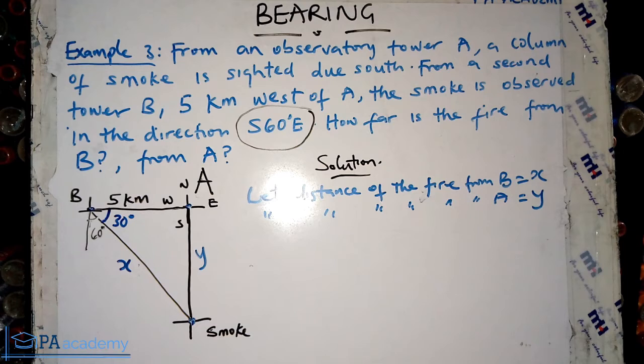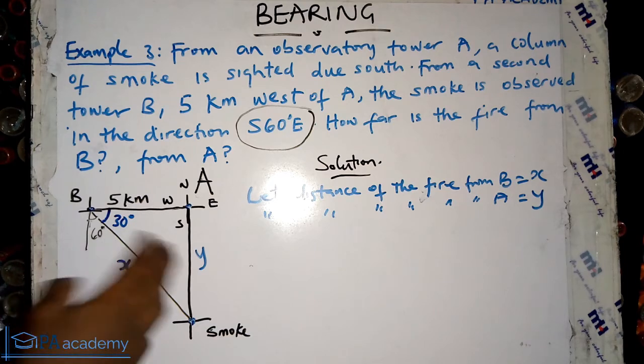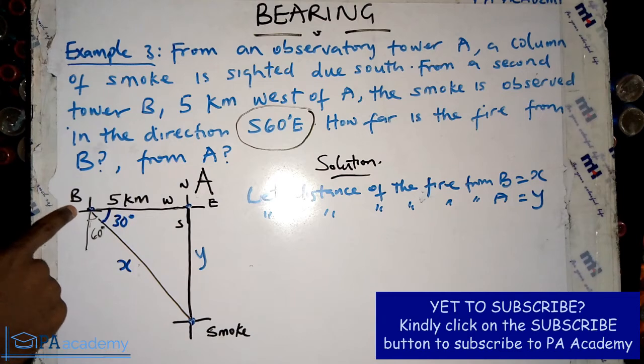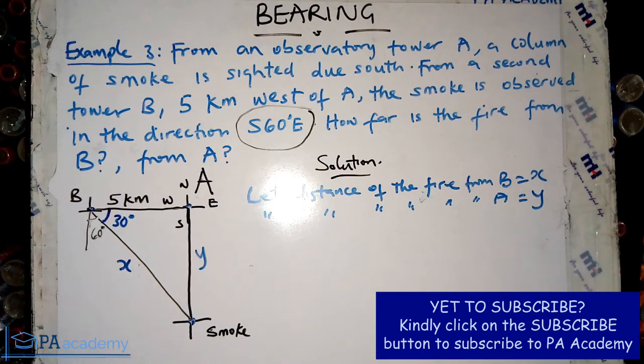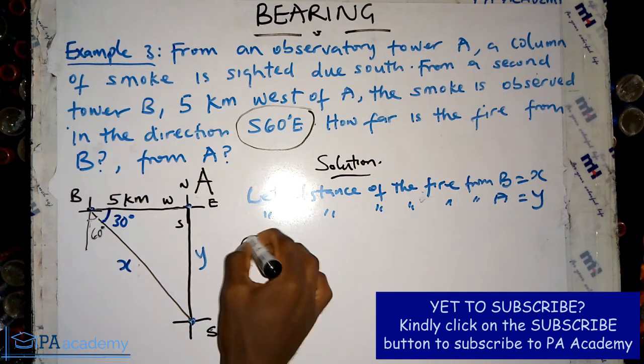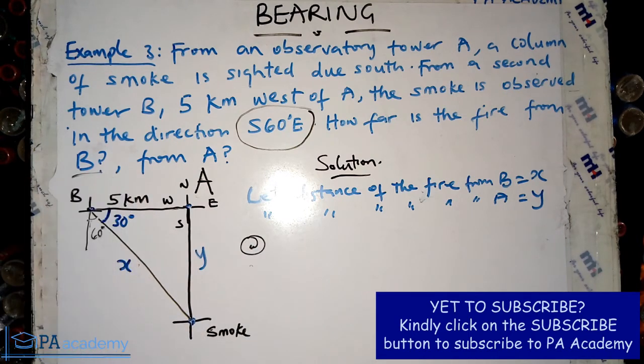So now let's start with the first question. The first question is, how far is the fire from B, which is this distance from here to here. So now let's draw the diagram again, as we are answering the first part of the question, which is how far is the fire from B.